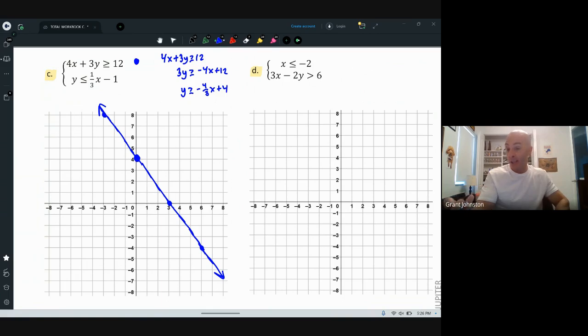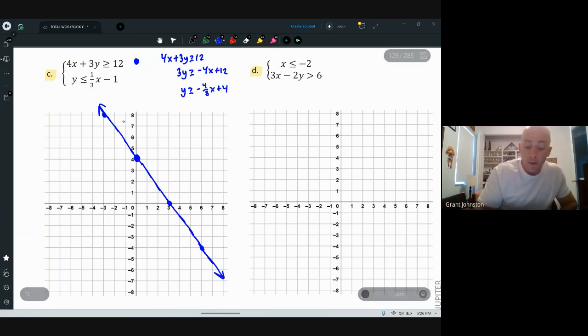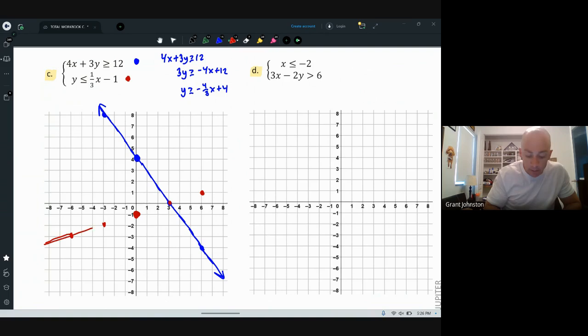And I'm not going to do the shading yet. I'm going to plot the other one. The other one I'll do in red. It's got a y-intercept of -1 and a slope of 1/3. So up 1/3. Continue the pattern here. And this one's also an equal to, so it's also going to be a solid line.